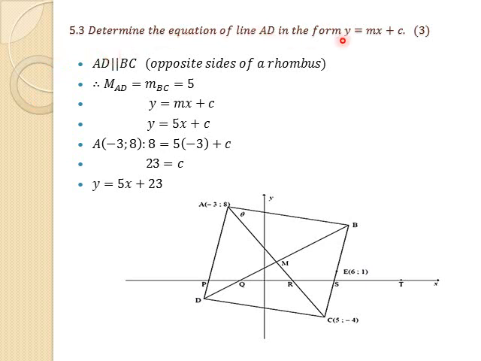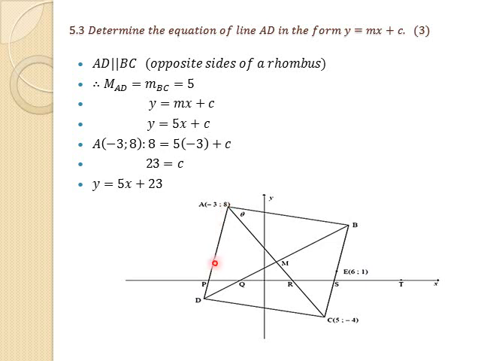Determine the equation of line AD in the form y equals mx plus c. So number 1, AD is parallel to BC. They're parallel because they are opposite sides of a rhombus. So my gradient AD equals my gradient BC, which we found as 5. So in the equation y equals mx plus c, m now equals 5. So we have y equals 5x plus c.